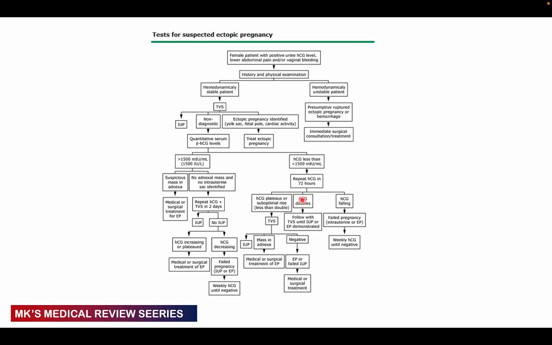If the HCG doubles after 72 hours, then we follow them up with transvaginal ultrasound until the intrauterine pregnancy or the ectopic pregnancy is demonstrated. If the HCG levels are falling, then this is a failed pregnancy, which may be either intrauterine or ectopic. We do our weekly beta HCG until it comes back negative.